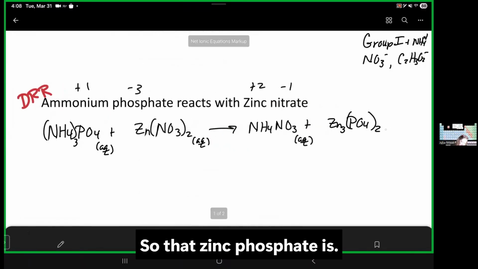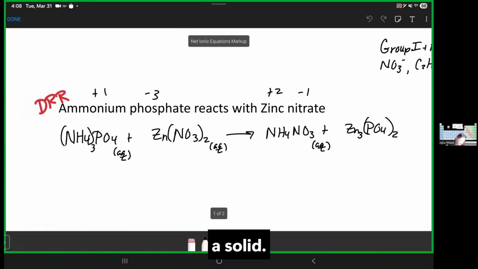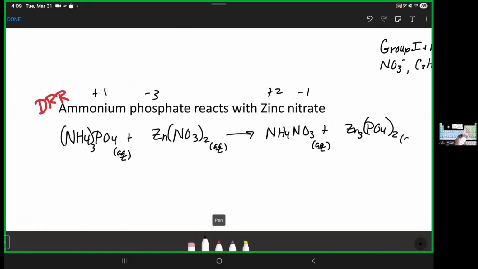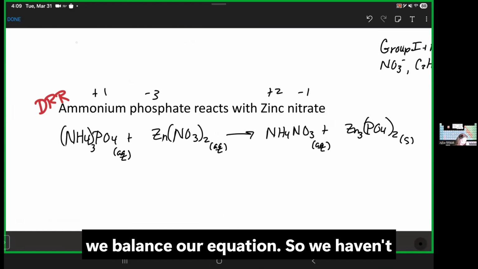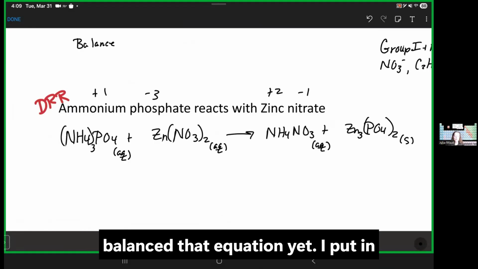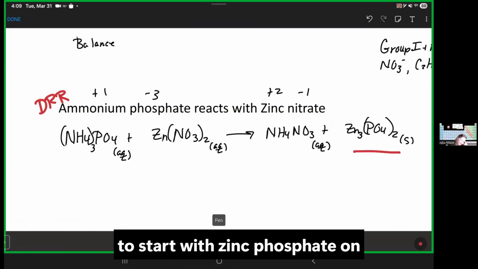So that zinc phosphate is a solid. Okay, so on our rules, we balance our equation. So we haven't balanced that equation yet. I put in my states before I balanced. I'm going to start with zinc phosphate on balancing.